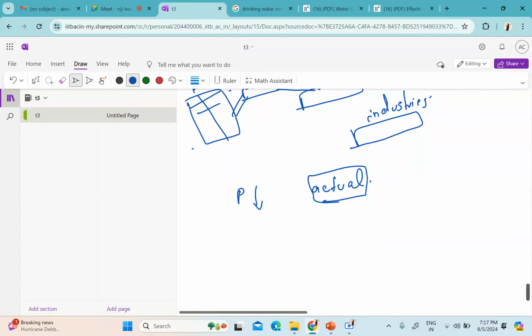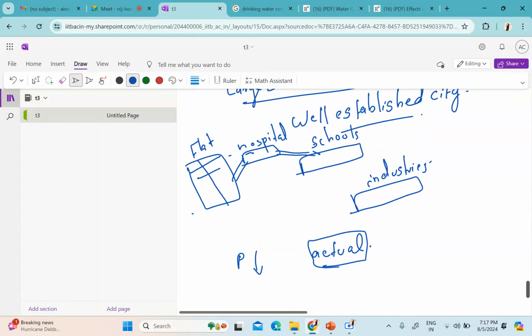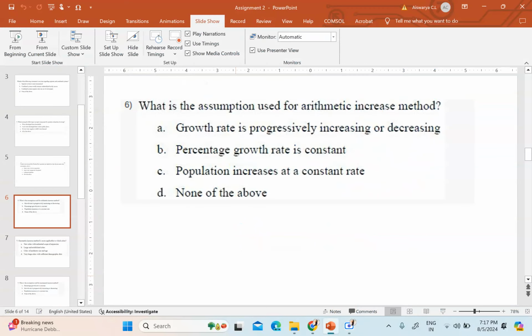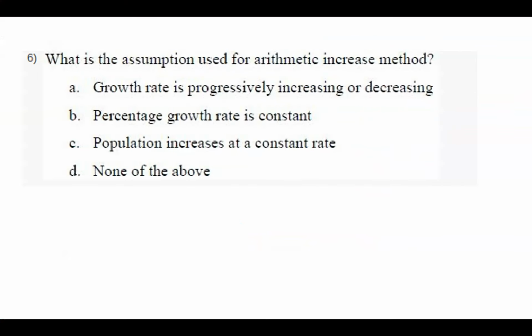Okay, so we'll go to the next method. Arithmetic mean method is clear, I hope. The question will also come: what are the assumptions used for the arithmetic increase method?